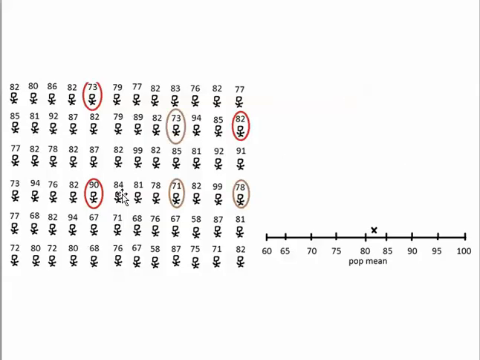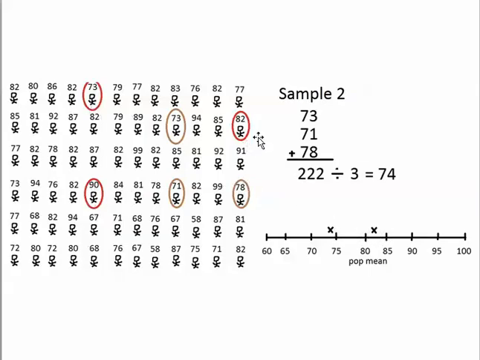These 3 in the brown circles are a different possible sample. If you add their 3 scores and divide by 3, you get the mean of those 3 people, which is 74. Their sample mean is right there. So these 3 people in red have a higher average, mostly because of this A student and this B student. These 3 students all have C's, so their average is in the 70s.